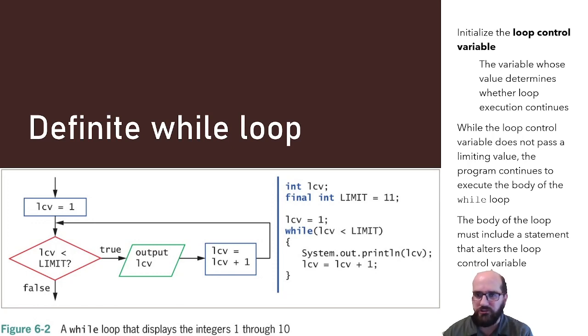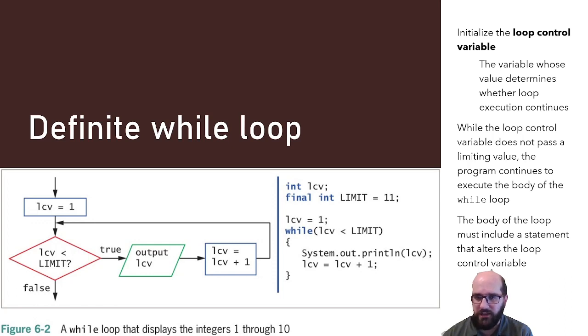So in our example here on the screen, our loop control variable is 11. On line 4 of this code, we set the loop control variable to 1, and then as long as the loop control variable is less than 11, which is our limit, we're going to print the loop control variable. After it prints, we're going to add 1 to the loop control variable. So we'll effectively print 1, 2, 3, 4, 5, 6, 7, 8, 9, and 10.